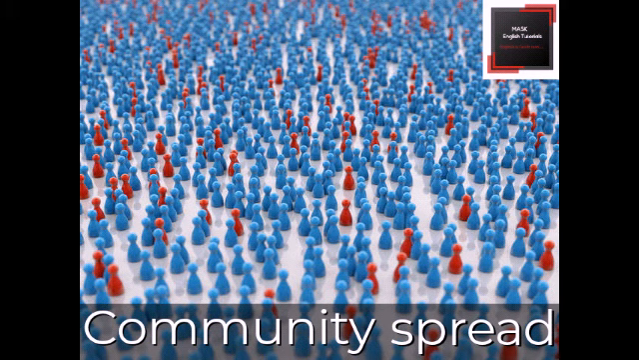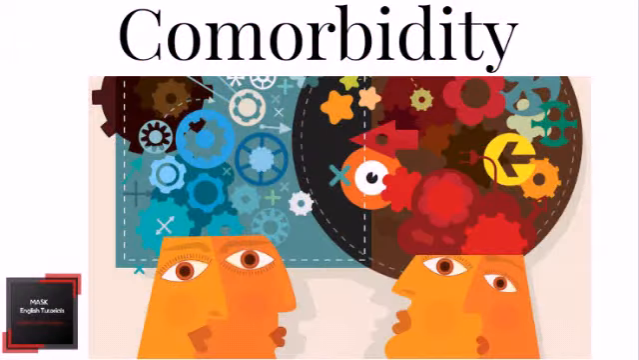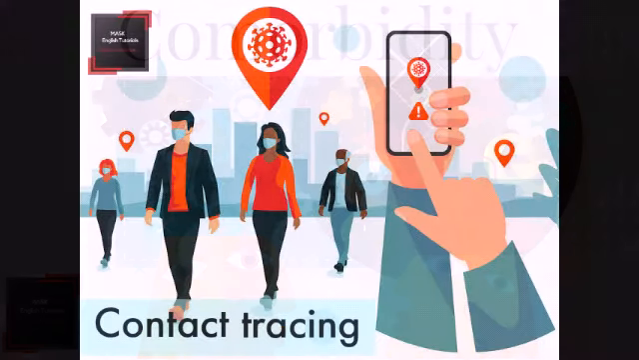Community spread. Community spread is the spread of a contagious disease within a particular area. Comorbidity. Comorbidity is the presence of one or more additional diseases co-occurring with a primary disease. It is a medical term.